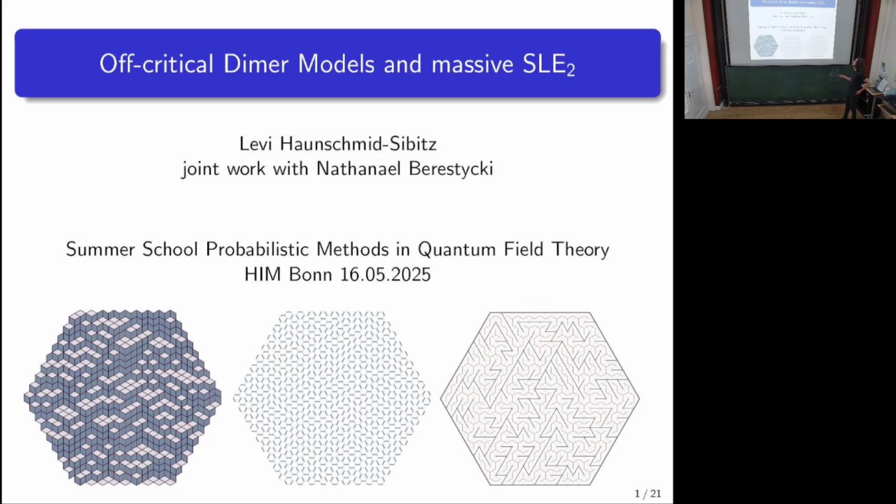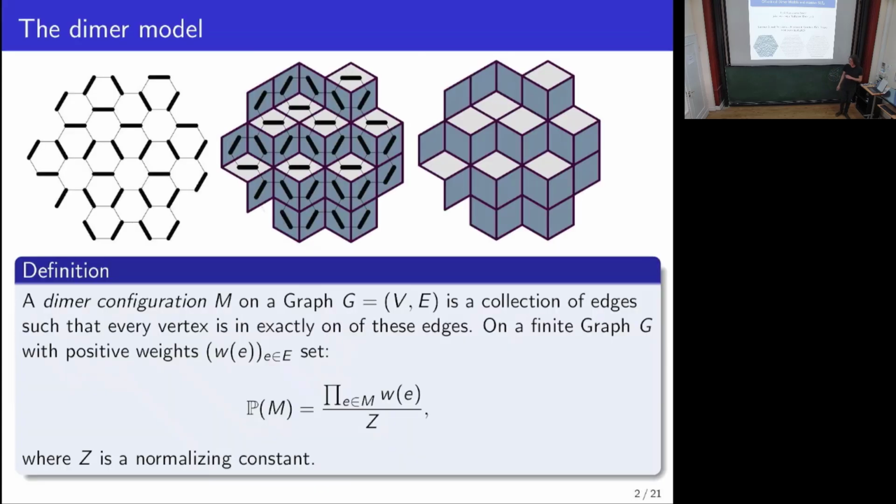Today I'm going to talk about some off-critical dimer models and their connection with massive SLE2. So we've had quite a lot of SLE, not that much dimers yet, but my talk will follow that direction. It'll also be more about SLE than about the dimers. This is based on joint work with Makarov and Smirnov. It will also be here next week.